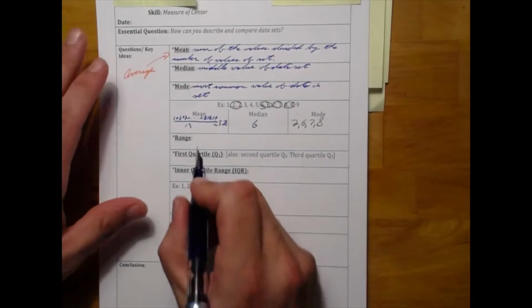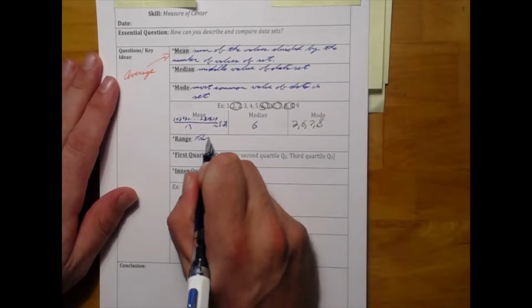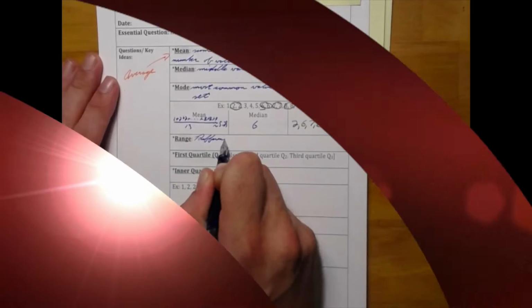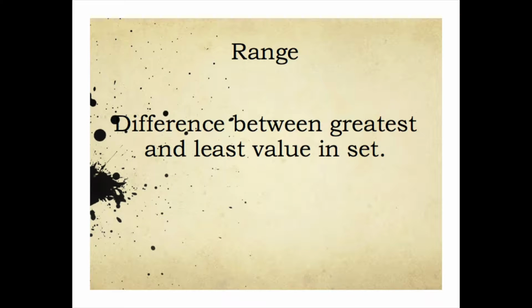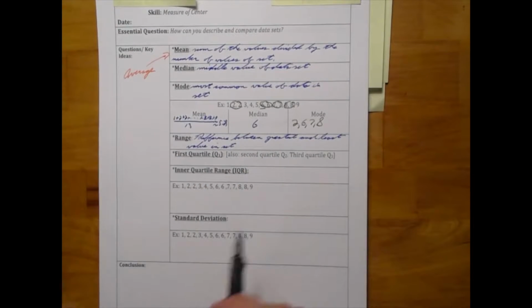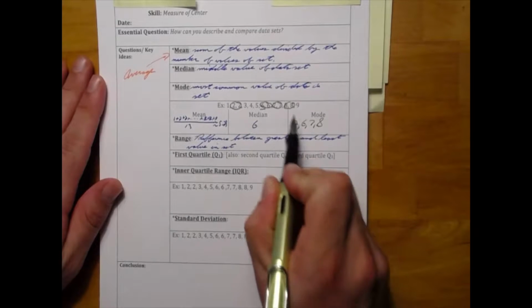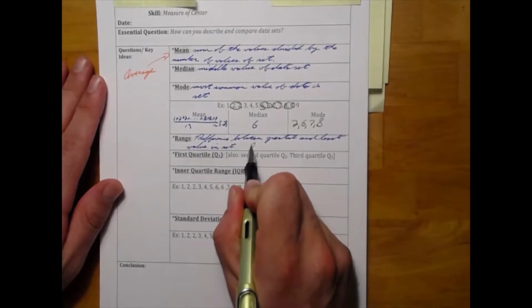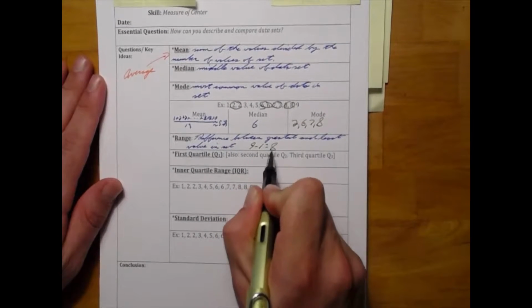The range of a data set is the difference between the greatest and the least value in the data set. In our example data set, the greatest value is 9 and the least value is 1. So the difference between them is 9 minus 1, or 8.